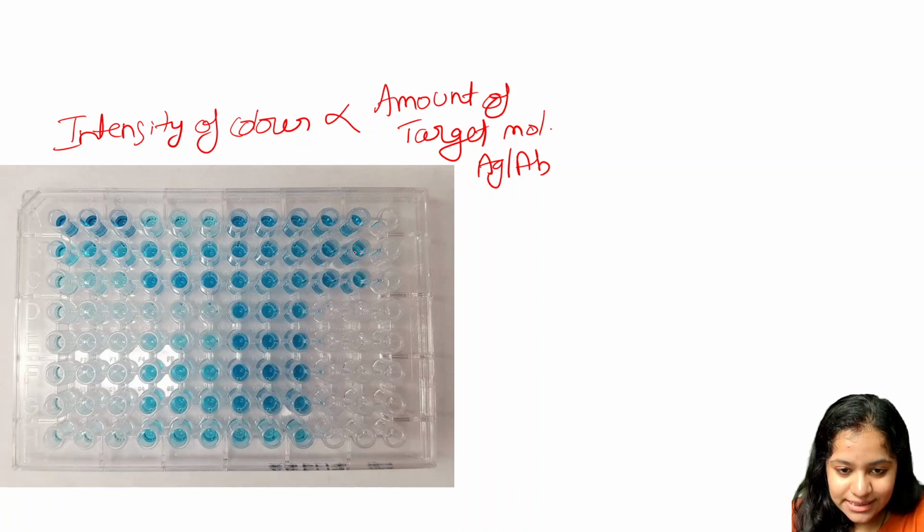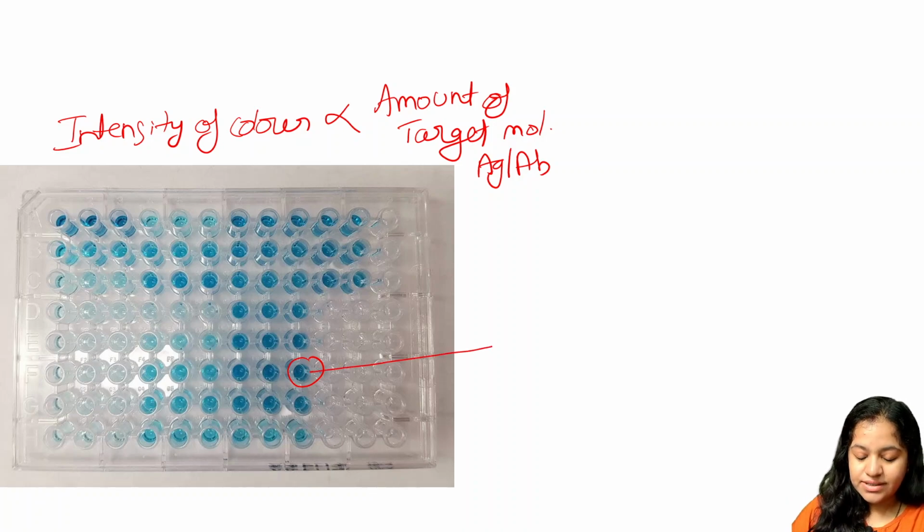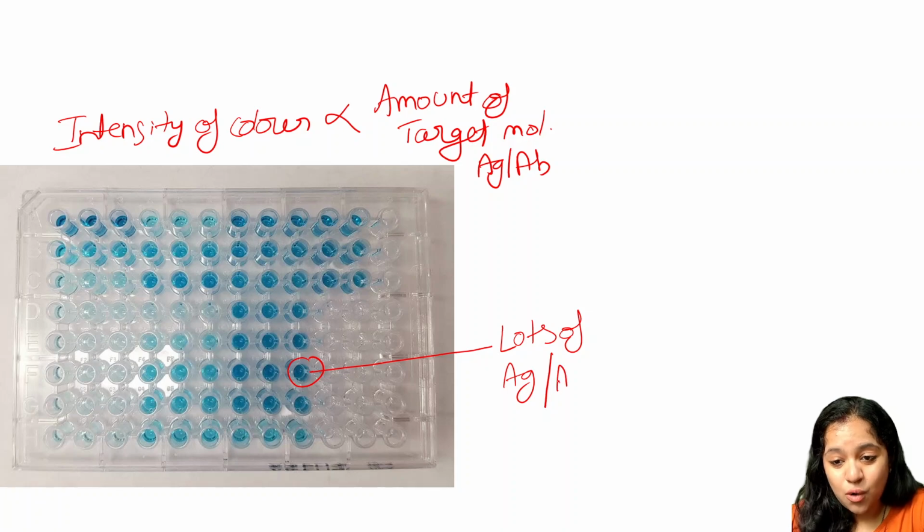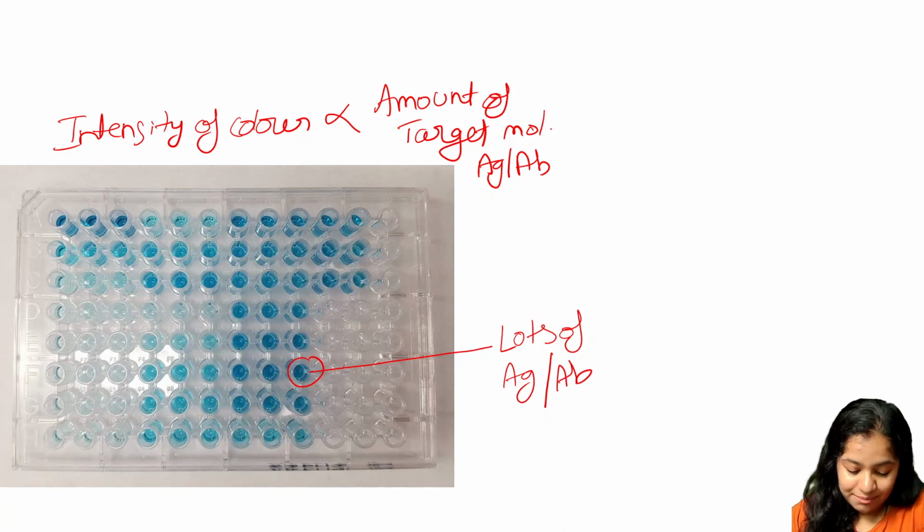So see it like this. I'll take this well. This well has a very dark color result. So that means the sample in this well has lots of antigen or antibody, whatever I'm trying to find. Okay. So what will happen because of this?